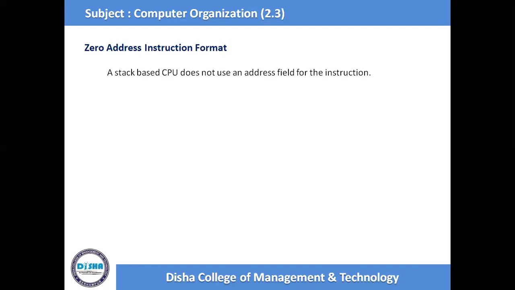Suppose we have an expression x equals a plus b. That means we have two operands, a and b, with some data inside a and some data inside b. We have to perform the addition of the two data and store it back in x. To perform this expression with the zero address instruction format, we need the following instructions: first, push a.